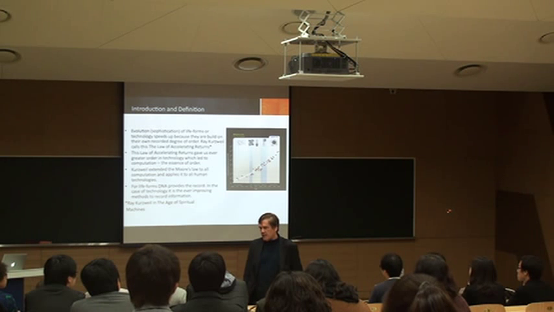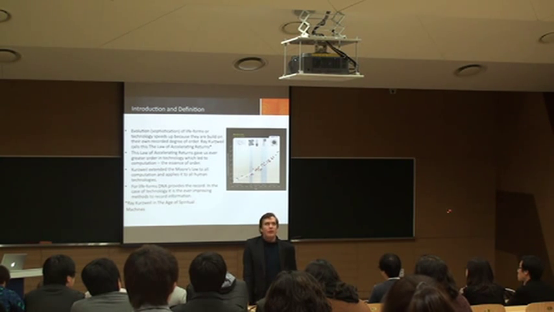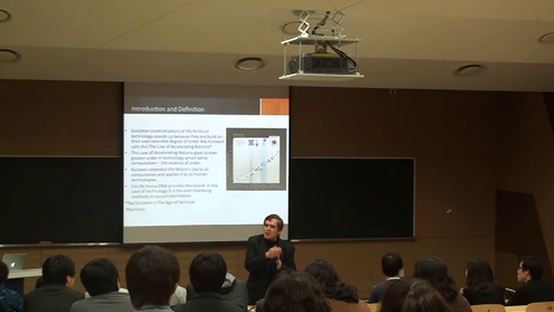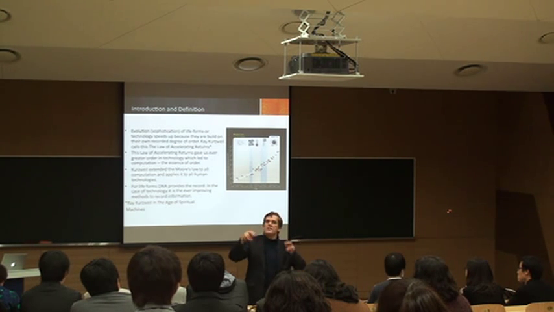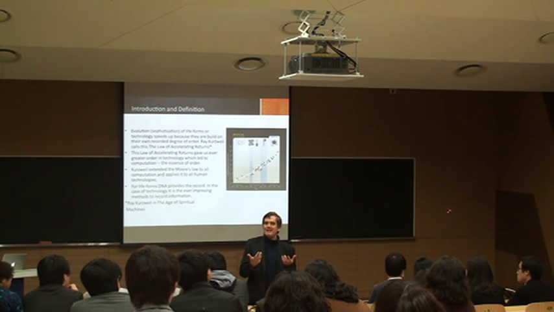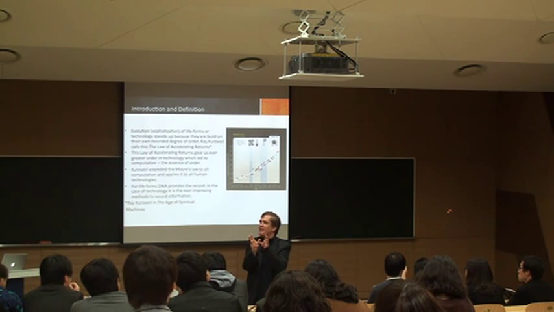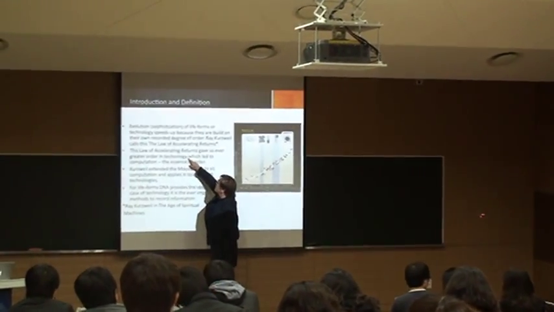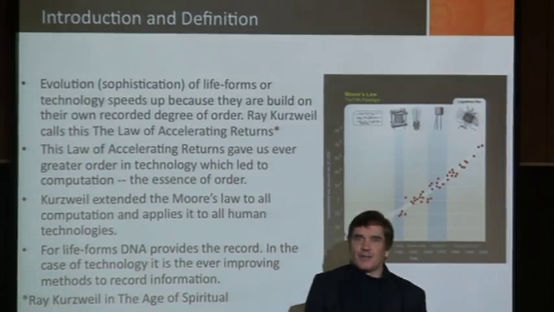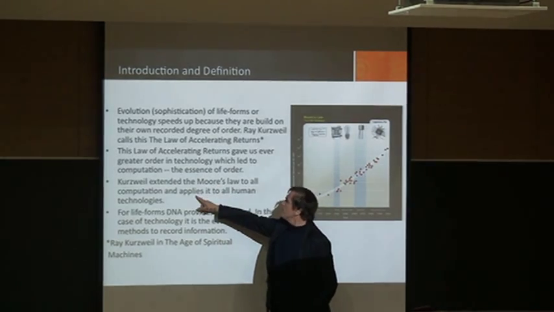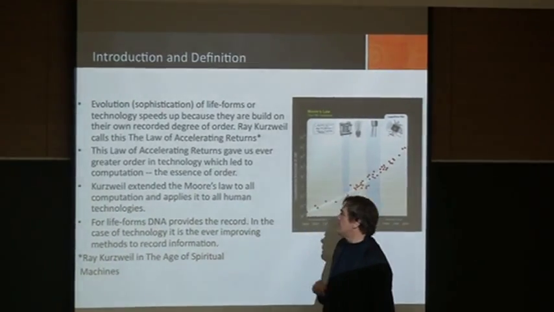But what Ray Kurzweil is saying is that's not only true for chips, it's true for optics, magnetics, anything that has been recorded, and you don't have to start from scratch. You get faster and faster returns, accelerating returns, where humans have taken over from their DNA in a way, and they have to secure their own safety by developing better and better technology, or they have no choice. So this law of accelerating returns gave us ever greater order in technology, which led to computation. Computation is of course the essence of order. And so Kurzweil extended Moore's Law to all computation and applies it to all human technologies.